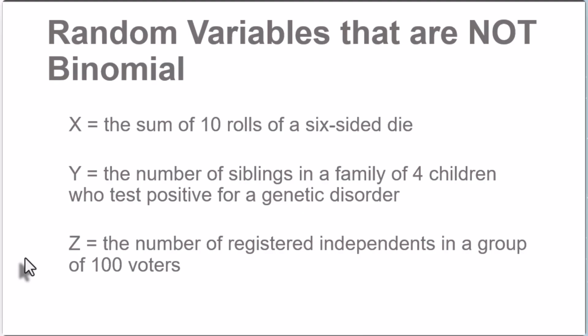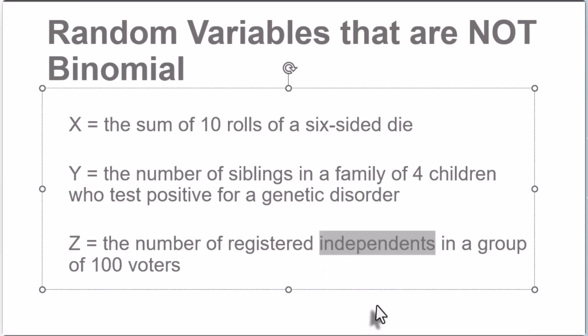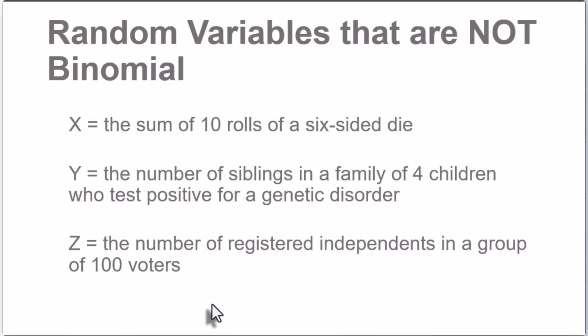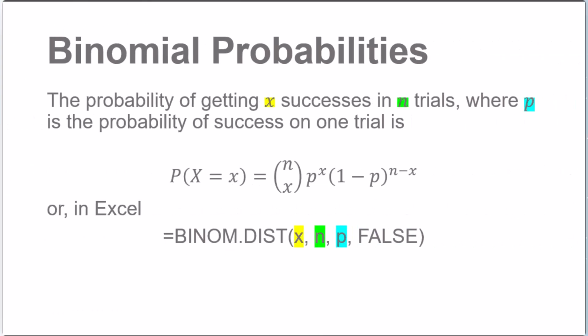You could make this binomial, though, as long as we were just saying success is getting an independent and failure is getting anything else. So you could modify this last one to be binomial, but we do need those 2 success and failure outcomes to be a binomial situation. When we do have a random variable that satisfies these binomial criteria, the probability of any particular value of that binomial random variable is given by this binomial probability formula.